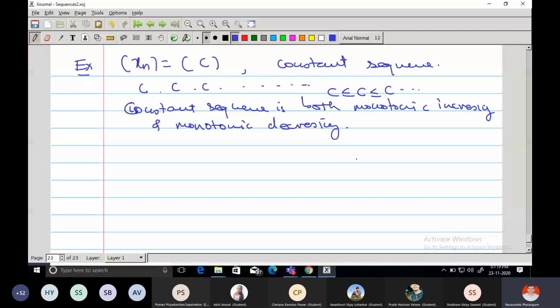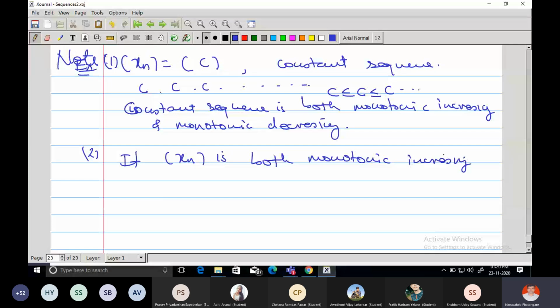Note one: if xn is both monotonic increasing and monotonic decreasing. Suppose xn is a sequence, it is both monotonic increasing and monotonic decreasing. Then what can you say about sequence xn?